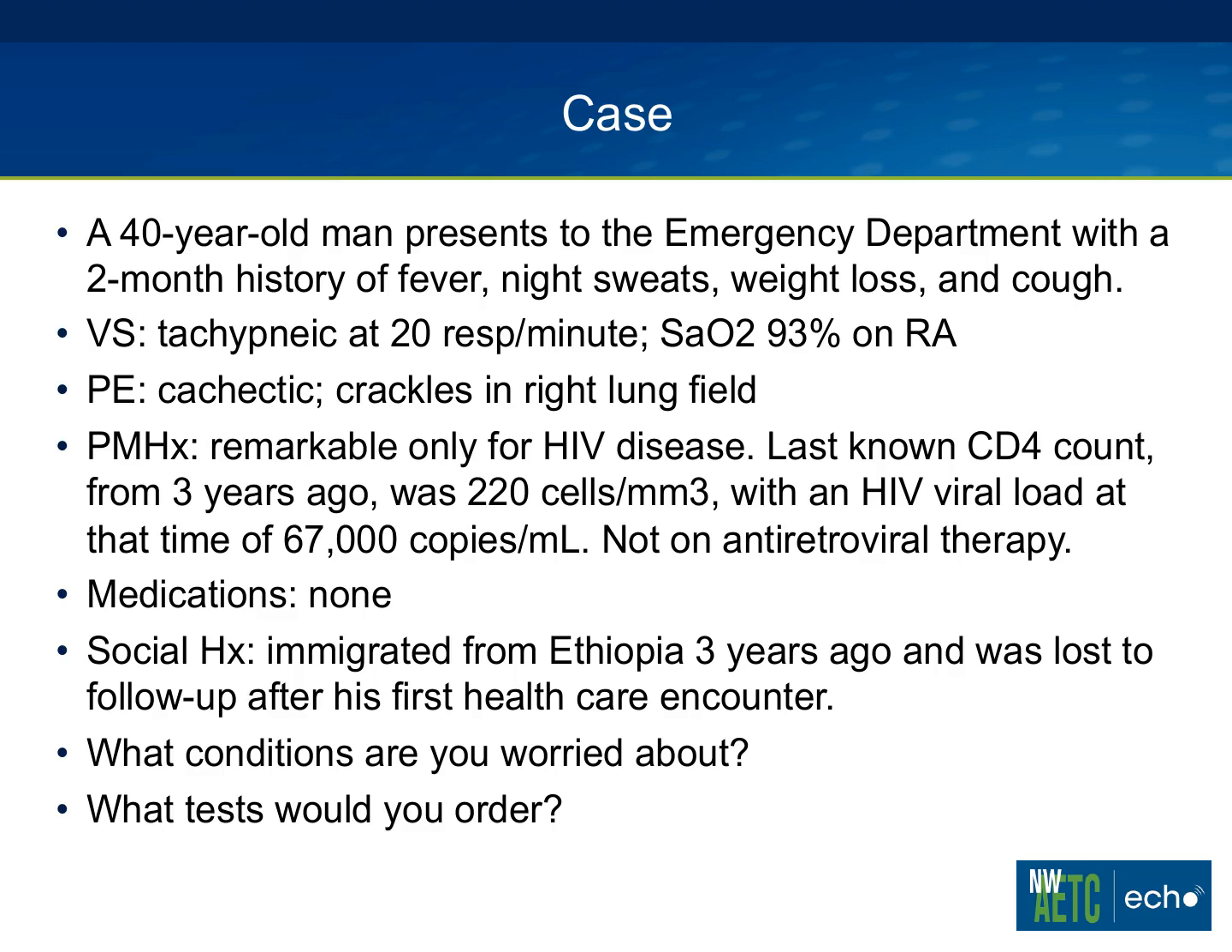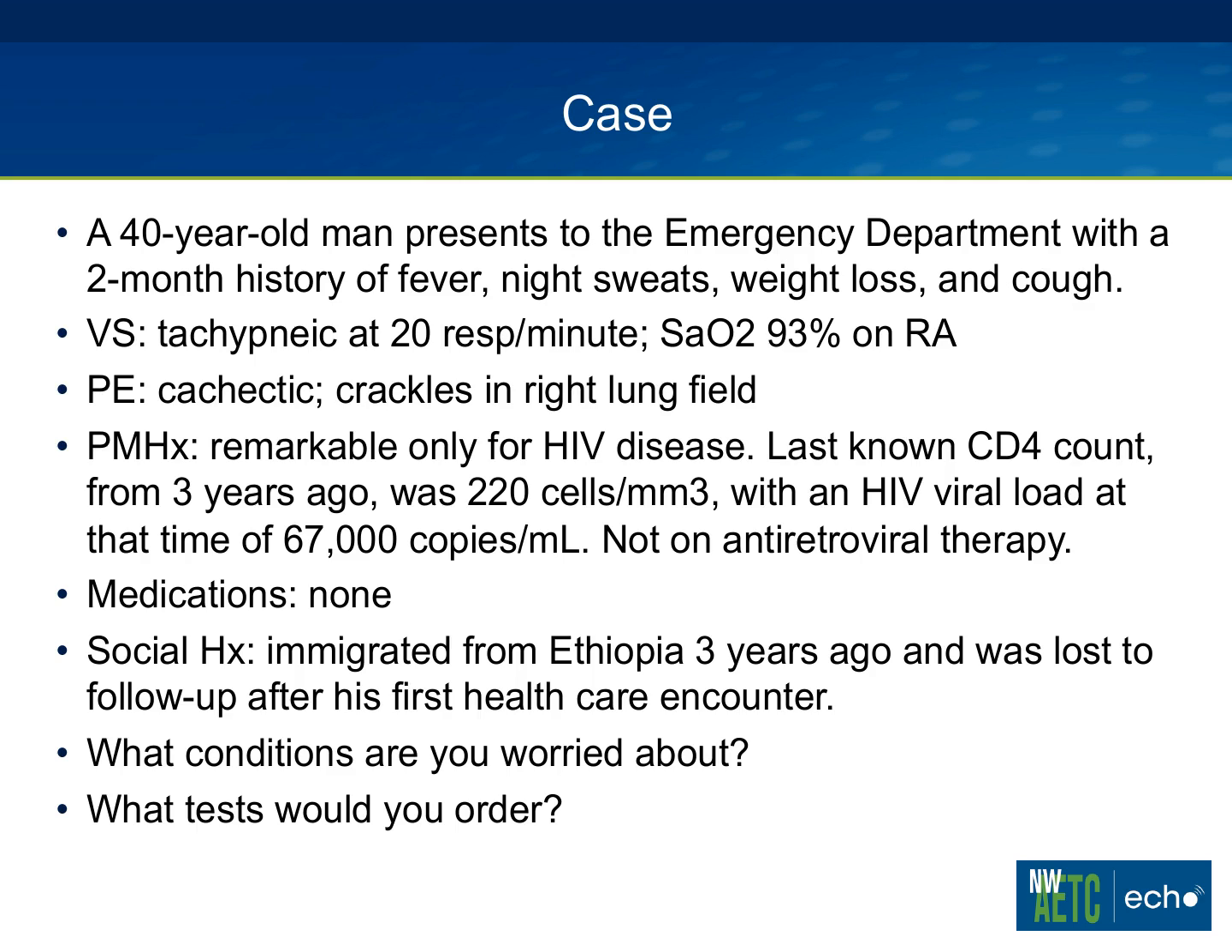So for our case, and this is based on an actual case, we have a 40-year-old man who presents to the emergency department with a 2-month history of fever, night sweats, weight loss, and cough. His vital signs are remarkable for an elevated respiratory rate of 20. His oxygen saturation is 93% on room air. Physical exam is remarkable for anorexia and for some crackles heard in the right lung field.